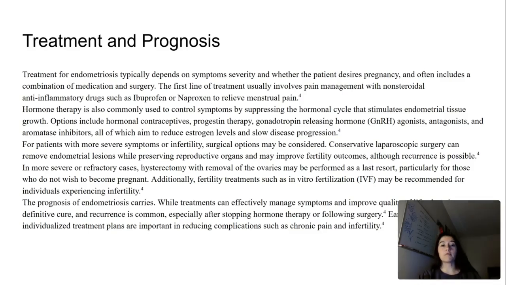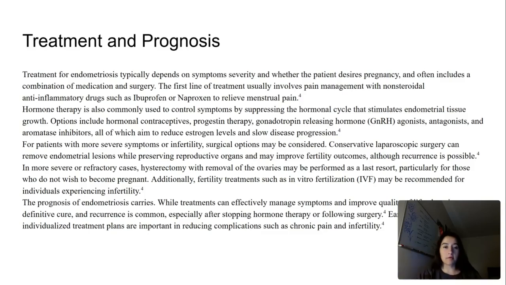There are also patients with more severe symptoms or infertility, and there are surgical options to be considered. So the more conservative approach is going to be the laparoscopic surgery that's going to remove the endometrial lesions, and this is also going to help improve fertility outcomes. And patients who do go through this and who are wanting to get pregnant afterwards sometimes use the in vitro fertilization or IVF to be able to help boost their fertility. But there's also the more advanced or more last resort surgical procedures such as the hysterectomy, which is going to be the removal of the ovaries.